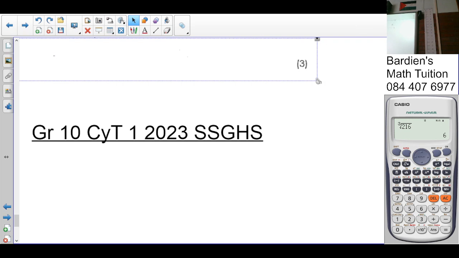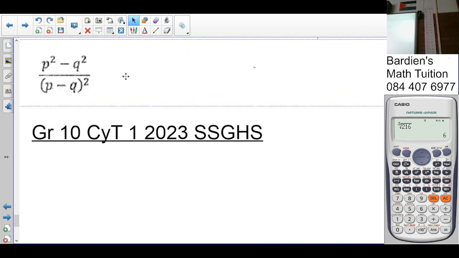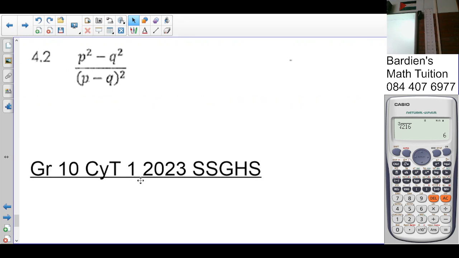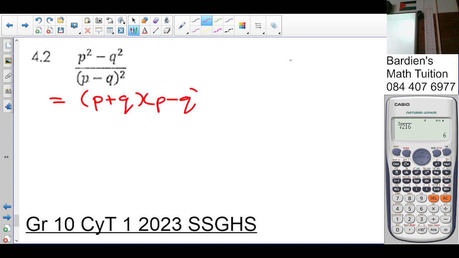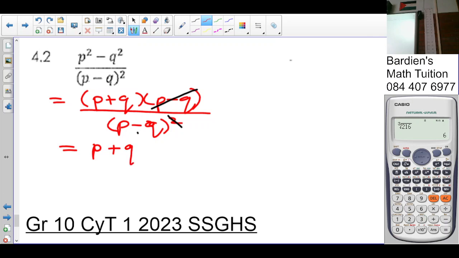In question 4.2 again, we see that we can factorize the numerator. Okay, so let's factorize the numerator. Again, difference of 2 squares there. So it's (p plus q) times (p minus q) over (p minus q) squared. So we know that p minus q, there's 2 of it here, so that cancels with one of those. So we are basically left with (p plus q) over (p minus q).